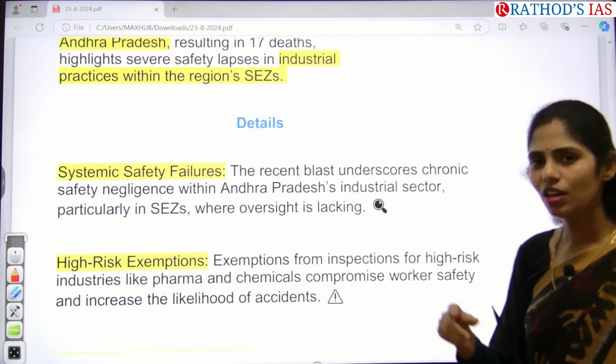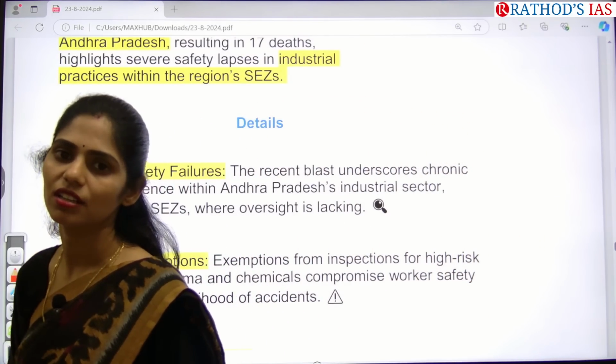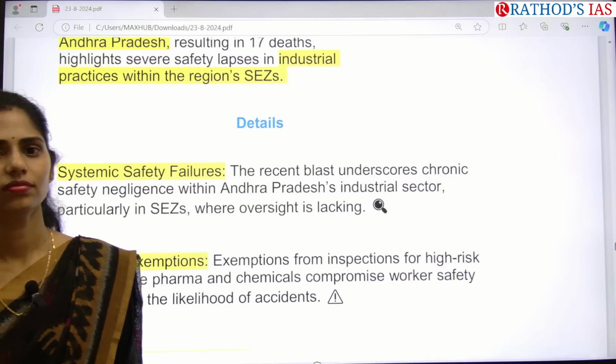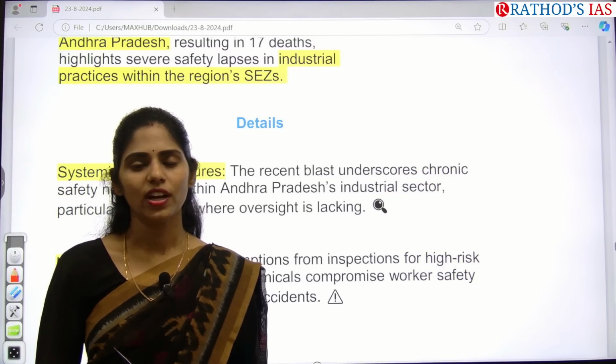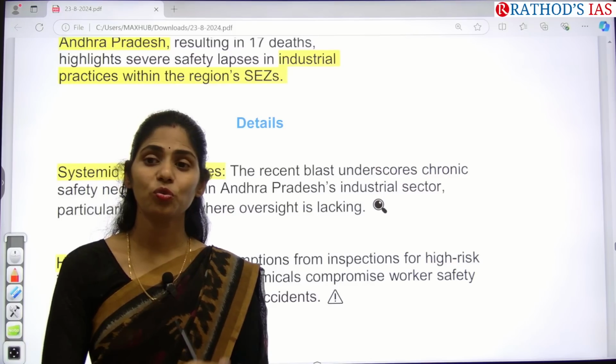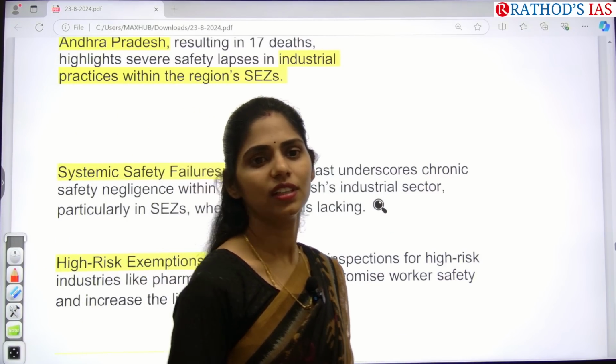So tell me why this incident happened. What are the reasons behind this incident? And do you know how many people are working in this? 1,000 to 5,000 people are working in this single plant. It is that big.